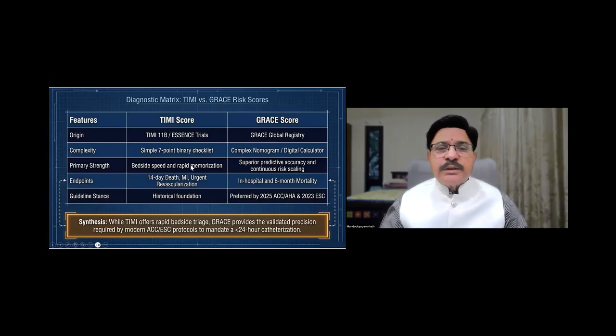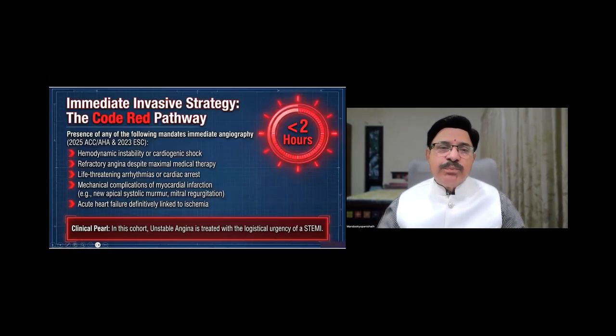Primary strength: TIMI has bedside speed and rapid memorization; GRACE has superior predictive accuracy and continuous risk scaling. Endpoints: TIMI, 14-day death, myocardial infarction, urgent revascularization; GRACE, in-hospital and 6-month mortality. Guideline standing: historical foundation for TIMI, and GRACE is preferred by the 2025 guideline. Synthesis: while TIMI offers bedside triage, GRACE provides validated precision, and modern ACC guidelines mandate less than 24 hours to catheterization.